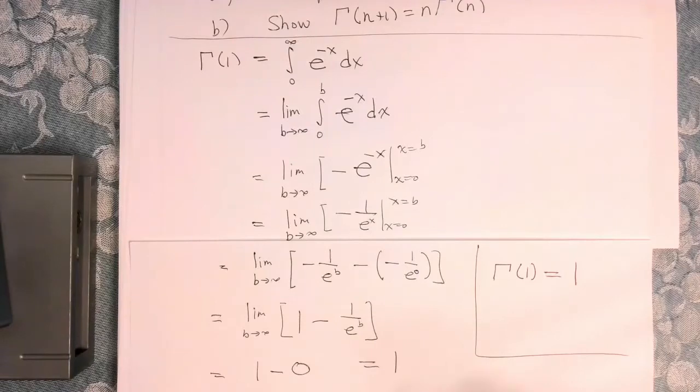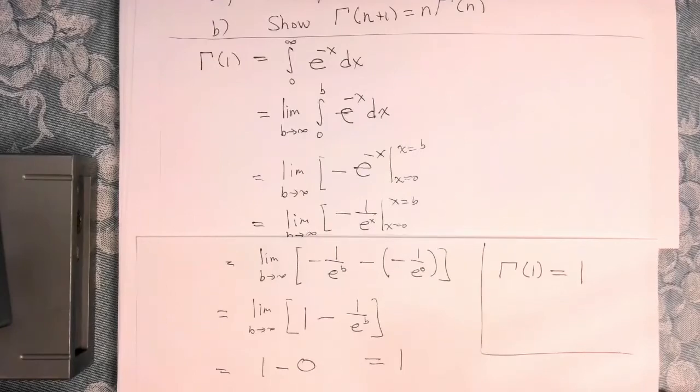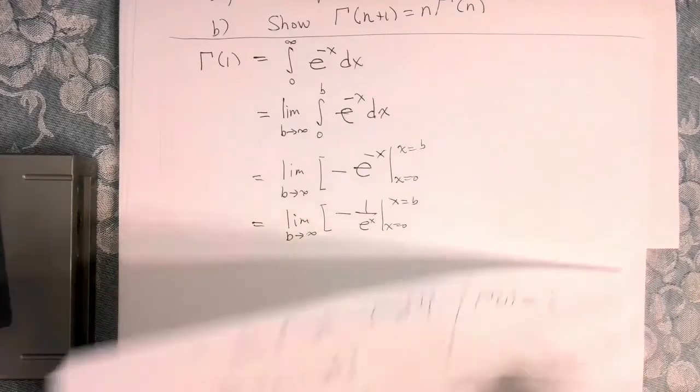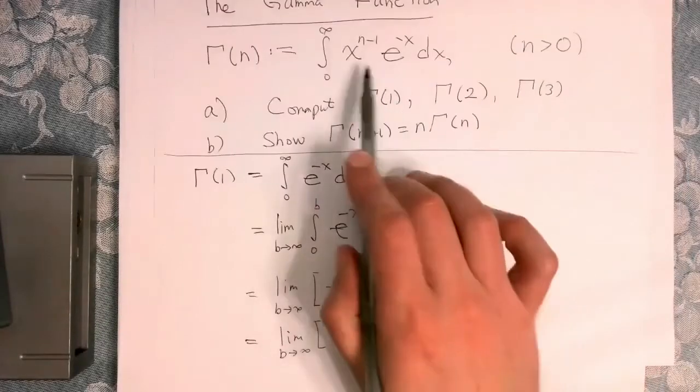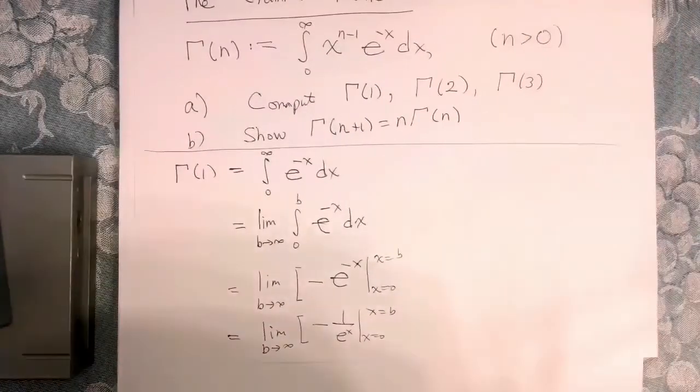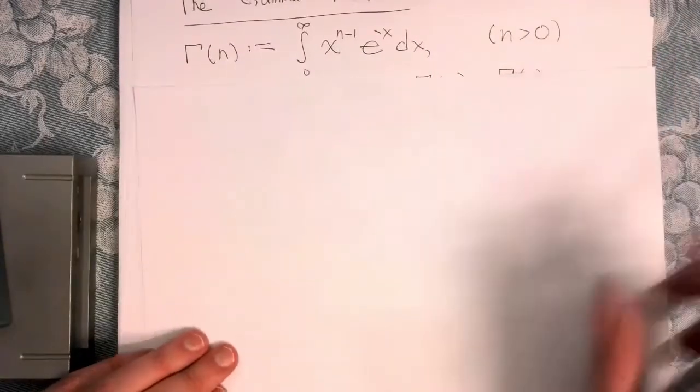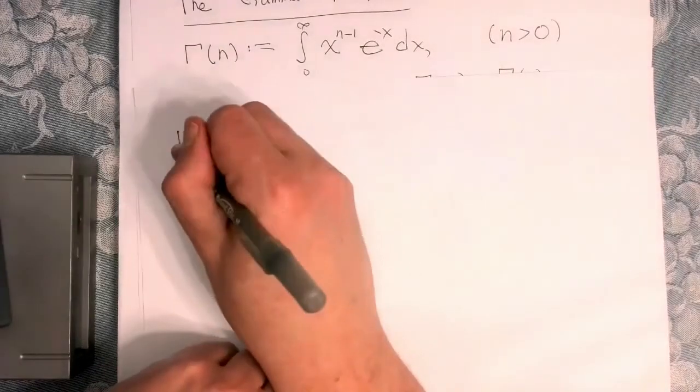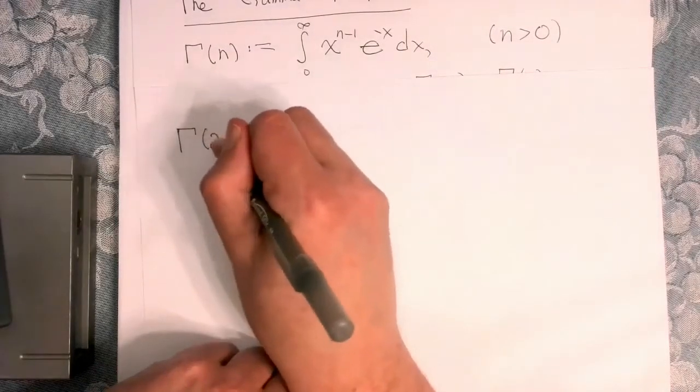All right, so let's go ahead and compute gamma of 2. Probably need a little bit more room for gamma of 2. Notice that I did not use integration by parts for gamma of 1 because the x factor vanished, right? So for gamma of 1, there was no need for integration by parts. Okay, so let's see what we have for gamma of 2.